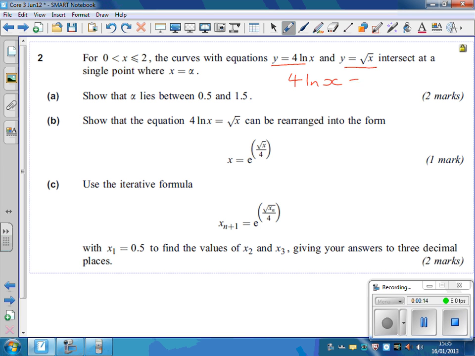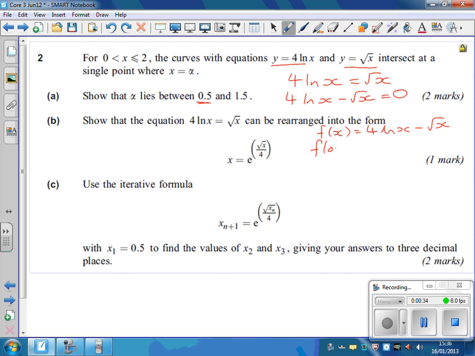4 ln x equals the square root of x. And so I'm going to take the square root of x from both sides and say that that equals 0. I now define an f of x. f of x equals 4 ln x minus root x. We can now go ahead and put these numbers in.